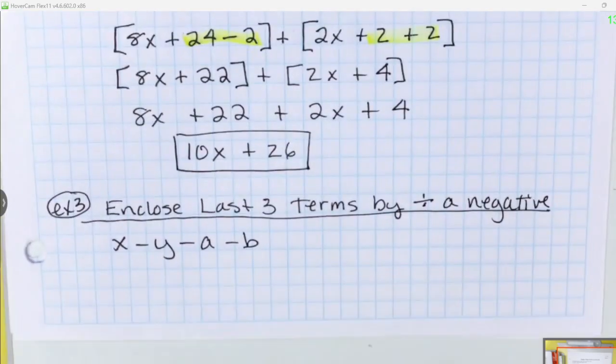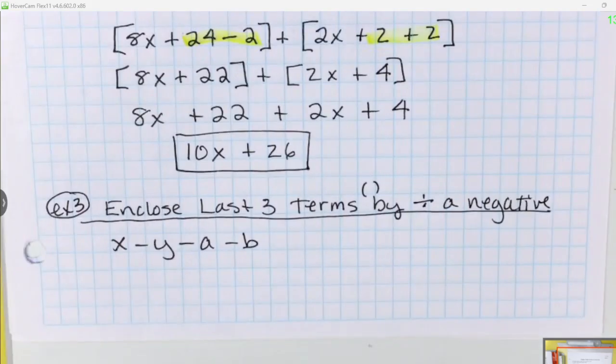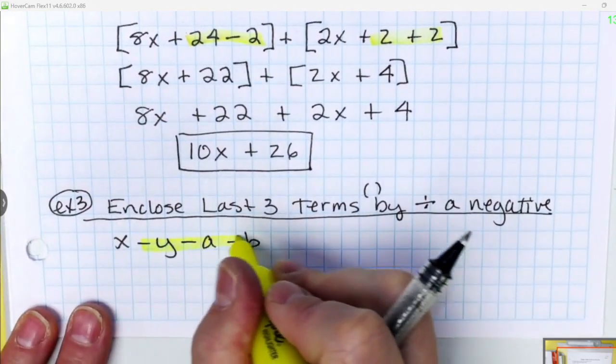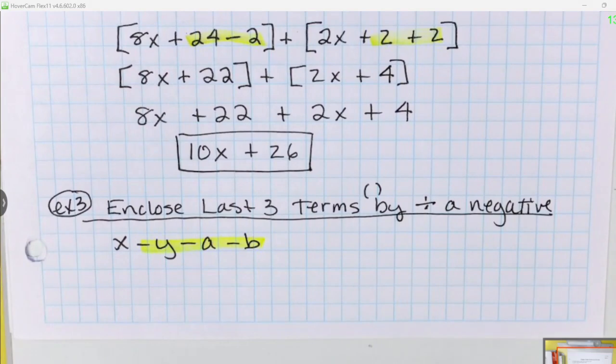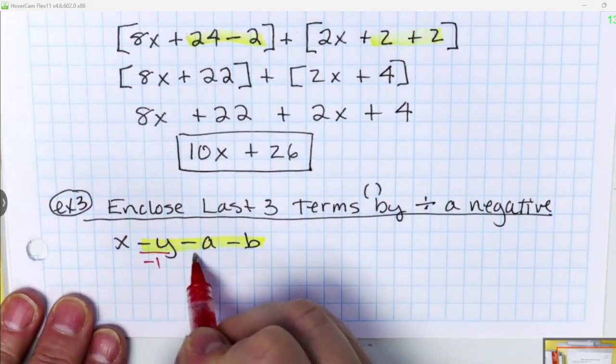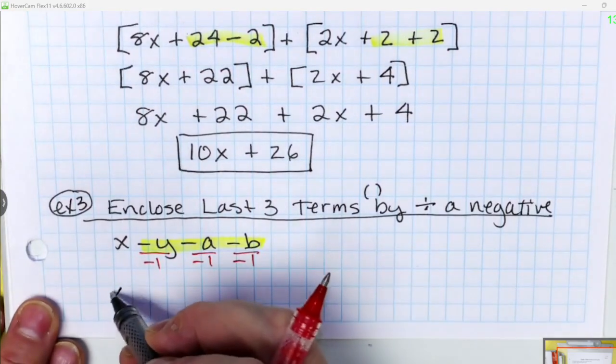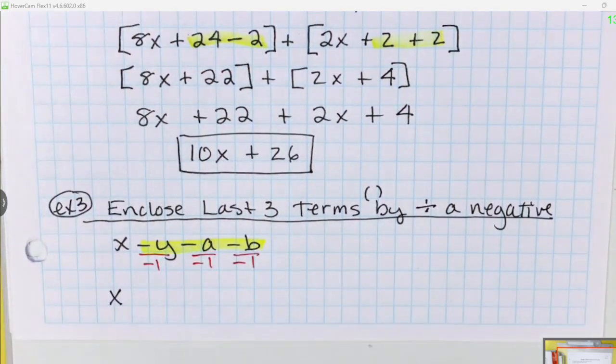These are kind of fun because they're pretty easy. Okay, so enclose the last 3 terms into parentheses by dividing out a negative. So here's my last 3 terms right there. I'm going to divide a negative 1 out of all of them. The x, it's not changed. That's not one of the last 3.